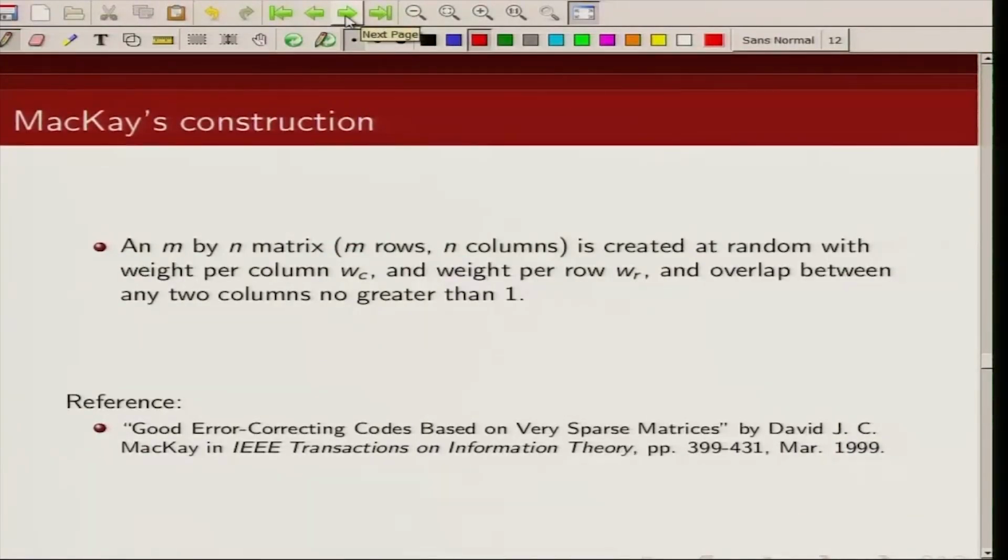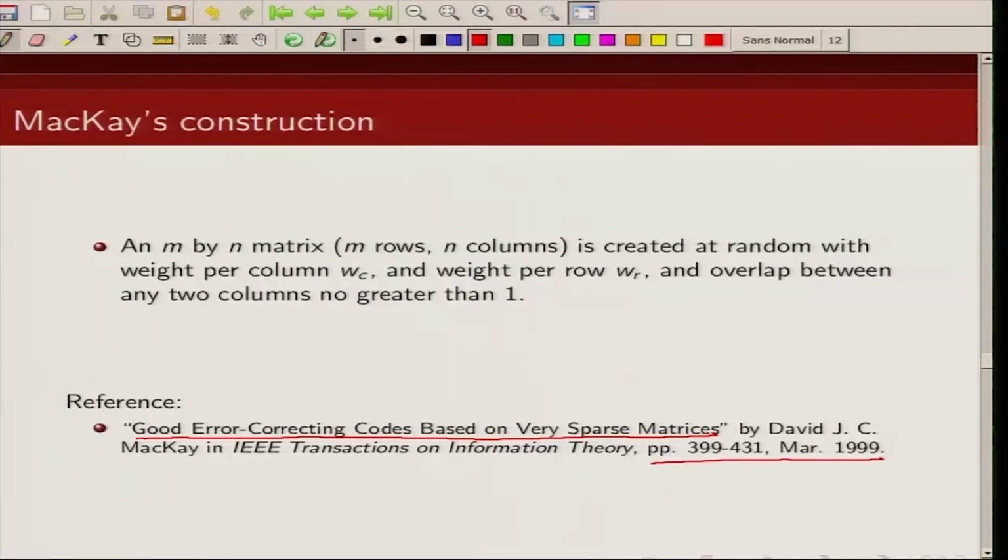Now, we will talk about simple constructions based on permutation matrix, and these were given by MacKay. You can read this paper, Good Error Correcting Codes on Very Sparse Matrices by David MacKay, which appeared in IEEE Transactions on Information Theory in May 1999.